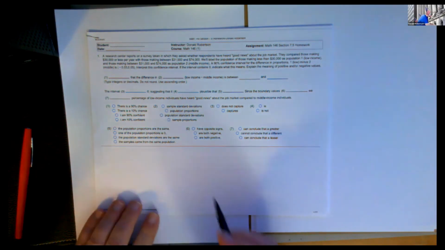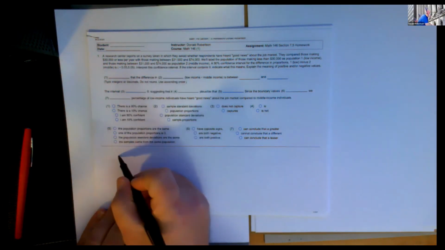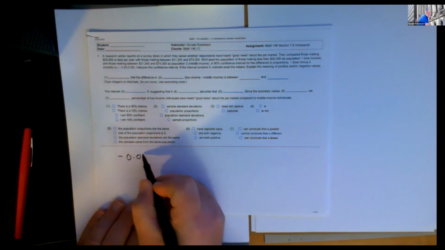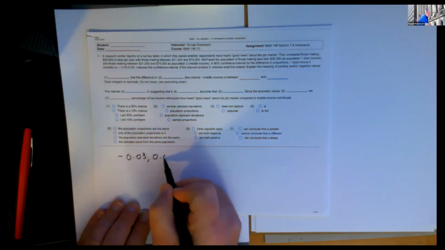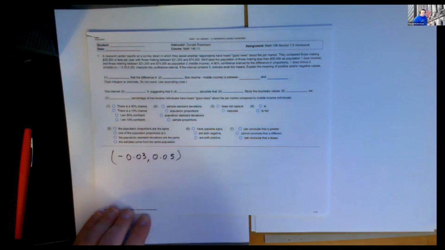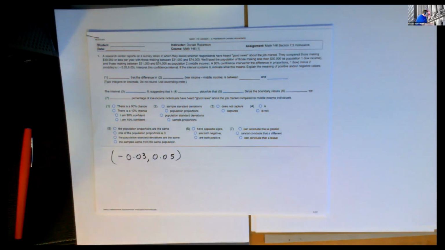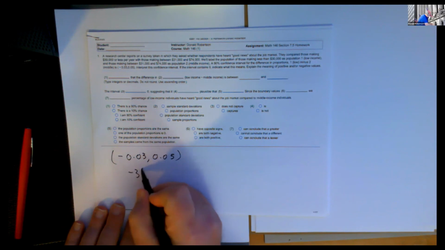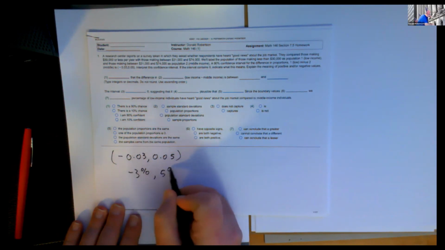We're looking at a 90% confidence interval for the difference in proportions. And they're telling us in this question what the answer is. I'll put it in big writing. Somebody has done all the working for us, at least in the early questions. Now, that's -3% to +5%.